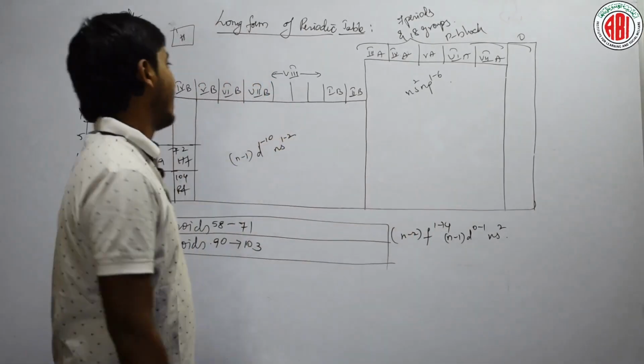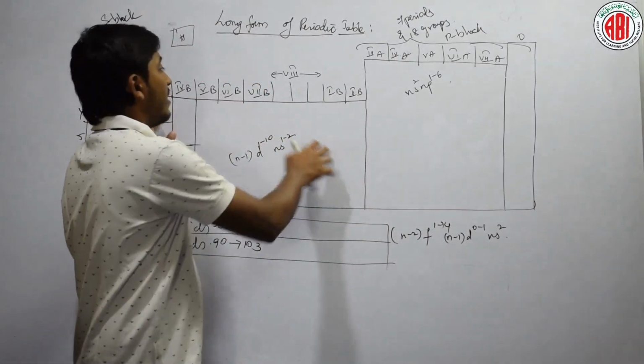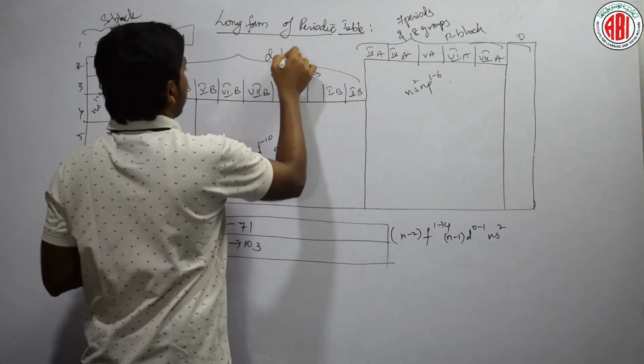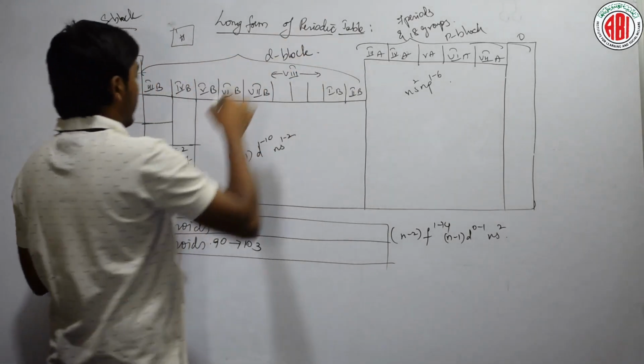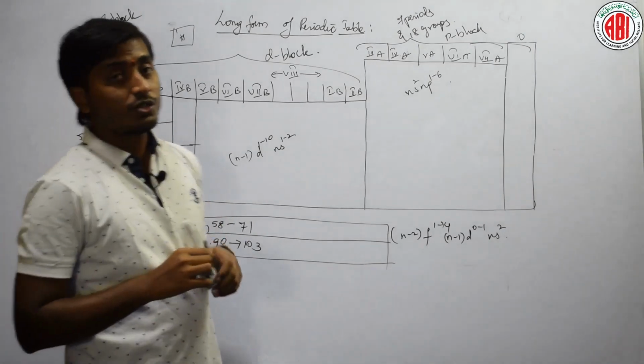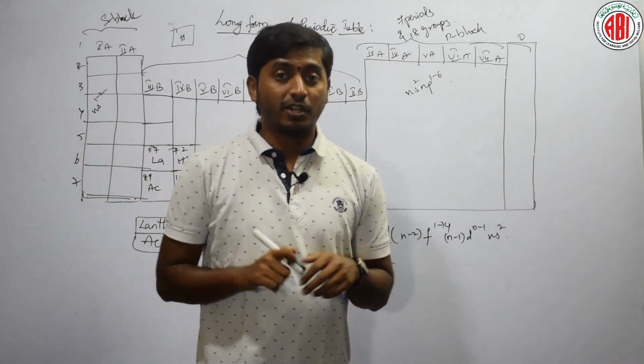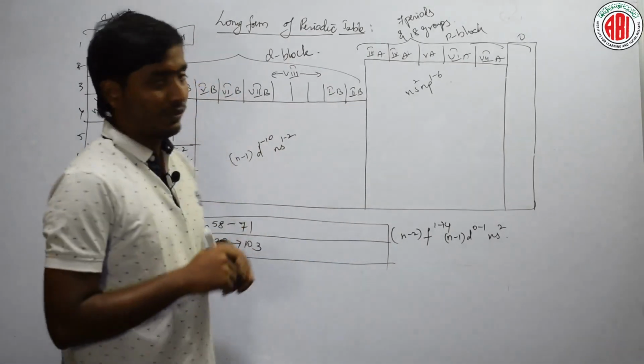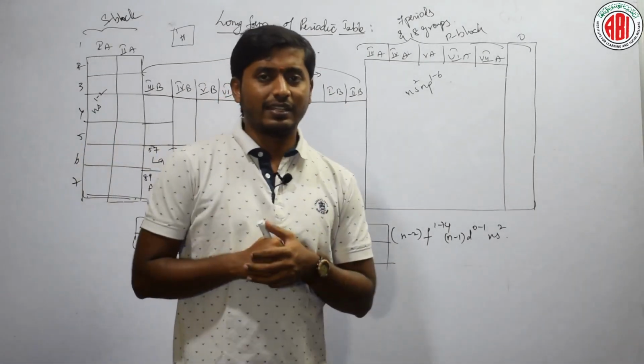Fine. And next, these are d block elements, from here to here. D block elements, how many electrons does a d orbital have? A d orbital has 10 electrons in it, therefore it will have 10 groups. Is it right? Did you understand?